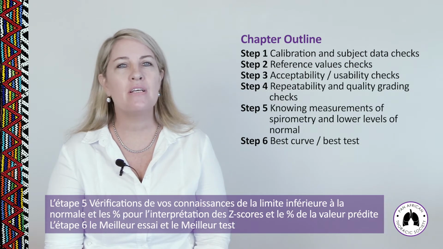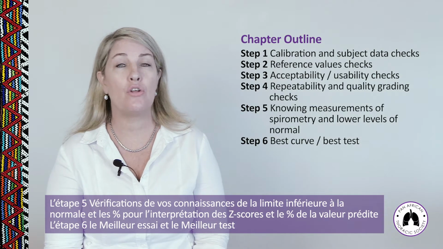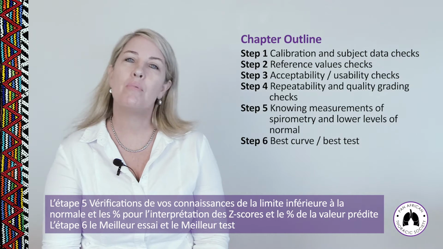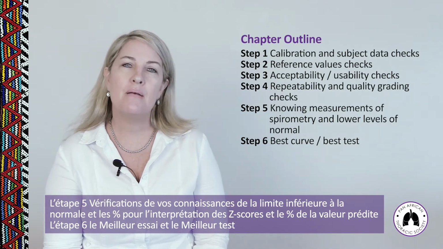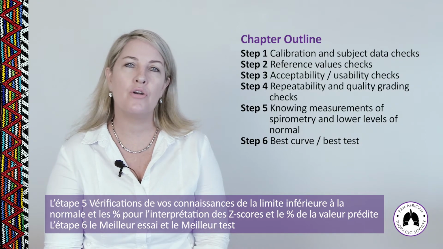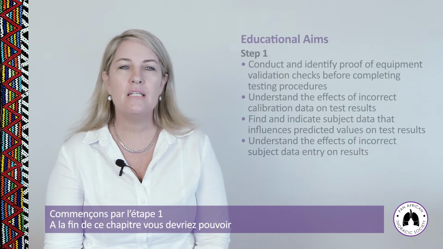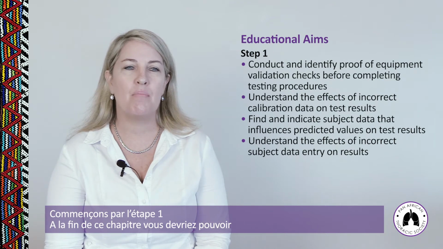Step number 5 is looking at the lower levels of normal and the percentages for interpretation, so knowing your lower levels of normal for both Z-scores and percentage of predicted interpretations. Step number 6 is about the best curve and the best test. So let's start by looking at step number 1.